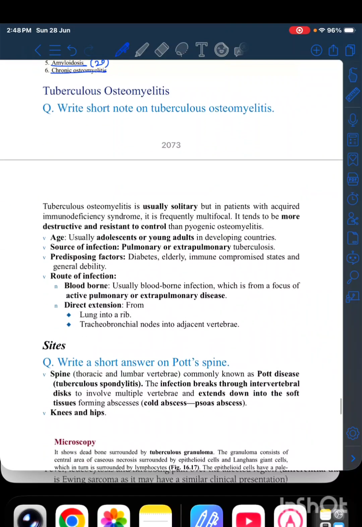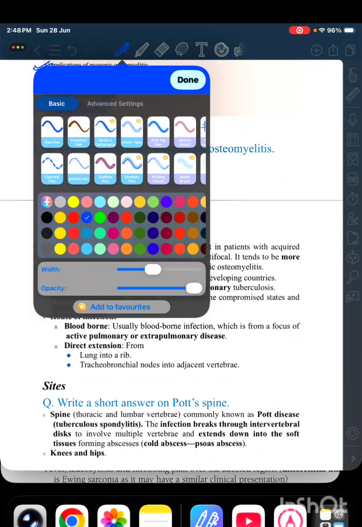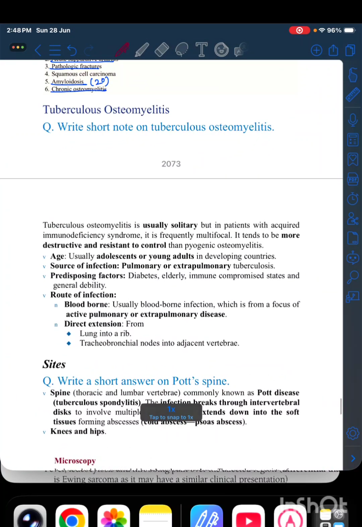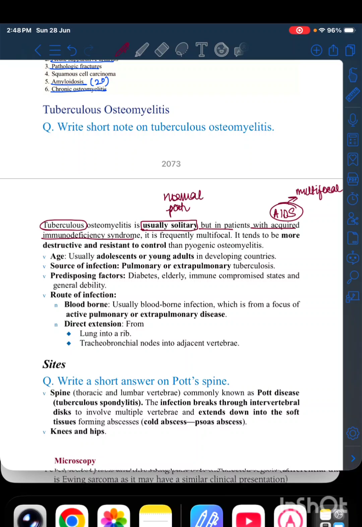Now coming to tuberculous osteomyelitis. Let me change the color. As we know, tuberculosis is caused by mycobacterium. It is usually solitary, but in patients with acquired immunodeficiency, in patients with AIDS, it is multifocal. In a normal patient it is solitary, meaning it occurs in a single focus, but in AIDS it is multifocal. It tends to be more destructive and resistant to control than pyogenic.